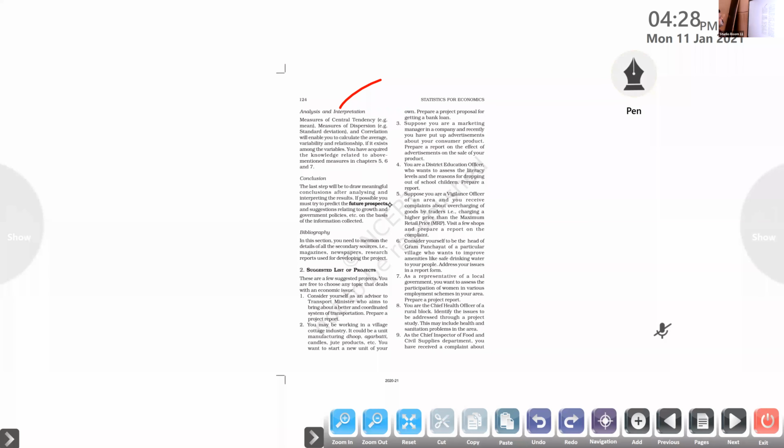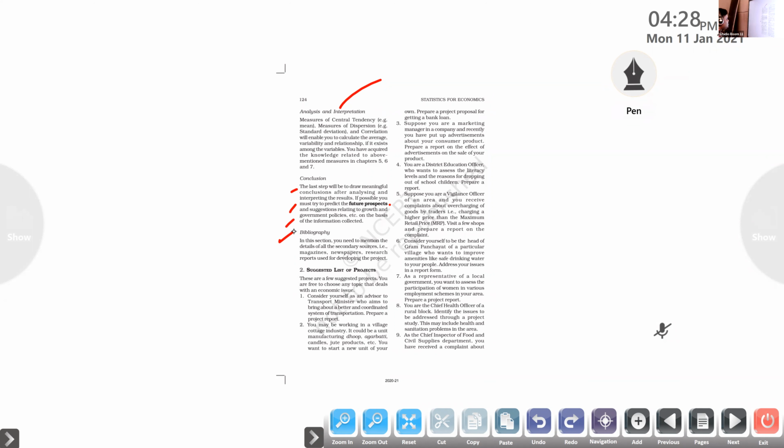And the suggestions relating to growth and government policies, etc., on the basis of information collected. So it is helpful for two suggestions: growth and government policies, how the government policies will affect your company. Such kind of information you can collect, and we can act positively to improve your profit. Next one, the last one of the project is called a bibliography.